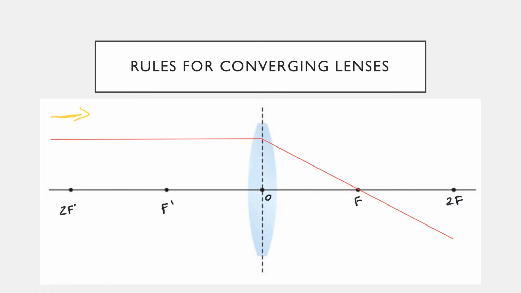The second rule is that any light coming in through F prime, making contact with our lens, is going to come out parallel. So like this. And the very last rule is that any light that passes through the optical center, O, will continue straight through the optical center. So just like that.